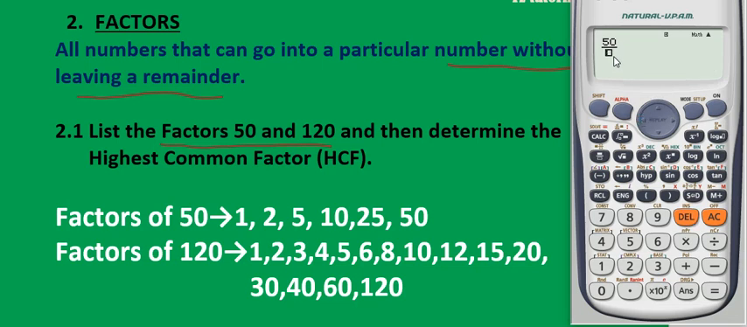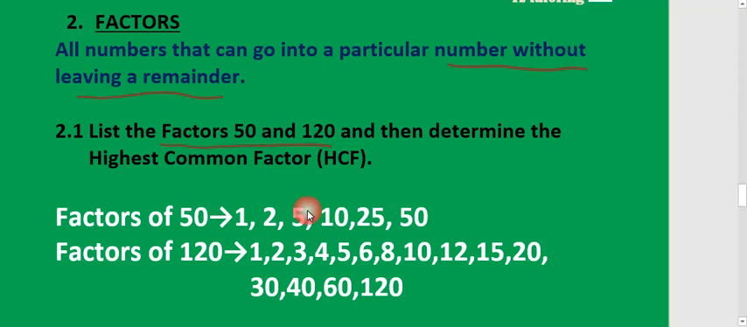What about 4? Okay, is 4 a factor of 50? Also not a factor of 50. As you can see, 4 leaves a remainder of 0.5, which we don't want, so 4 is not a factor. What about 5? Okay, so 5 is a factor. That's why we have it there. 5 is a factor of 50. 5 goes into 50 10 times. 10 is also a factor. You can see how this goes.